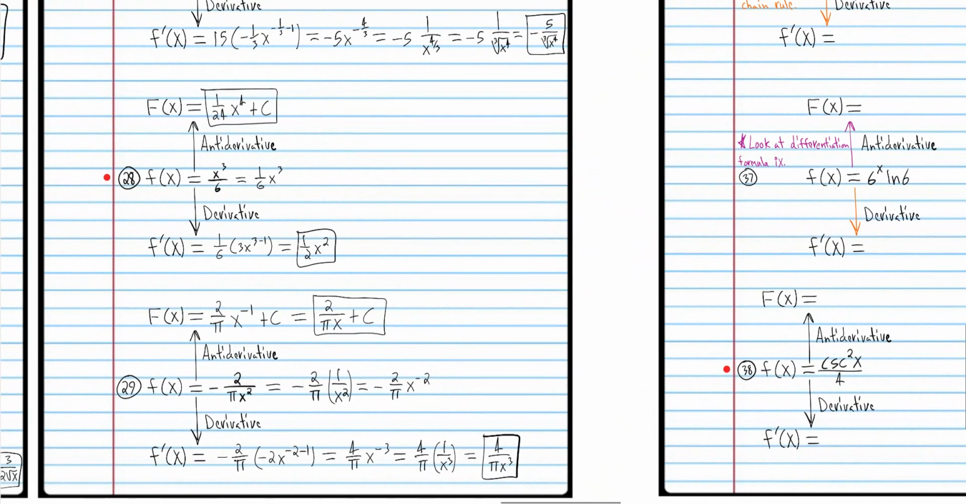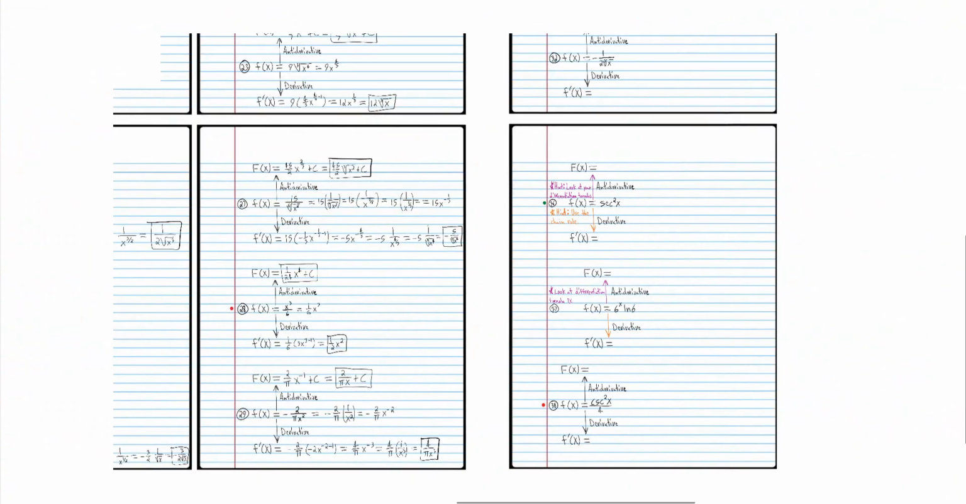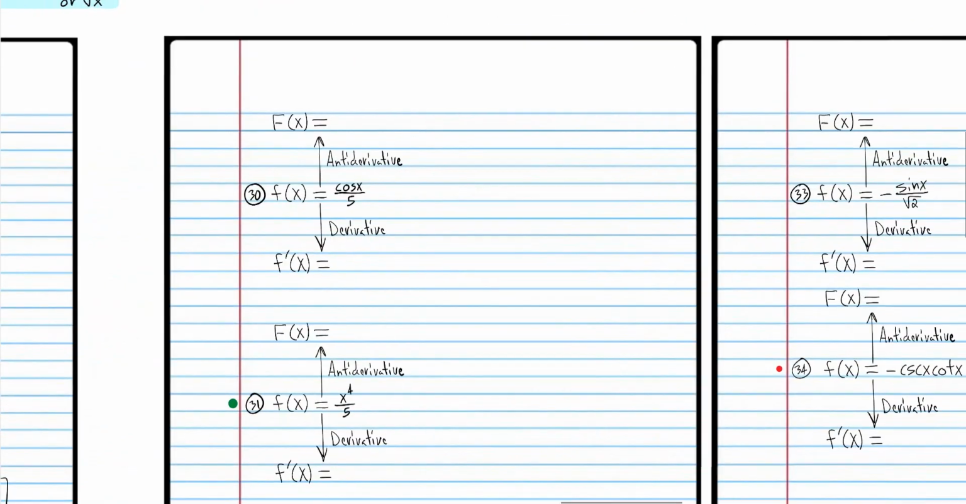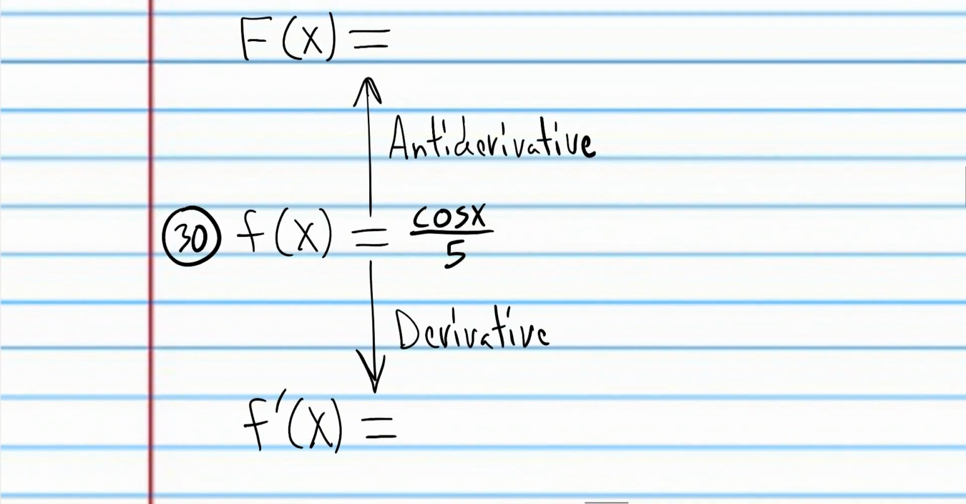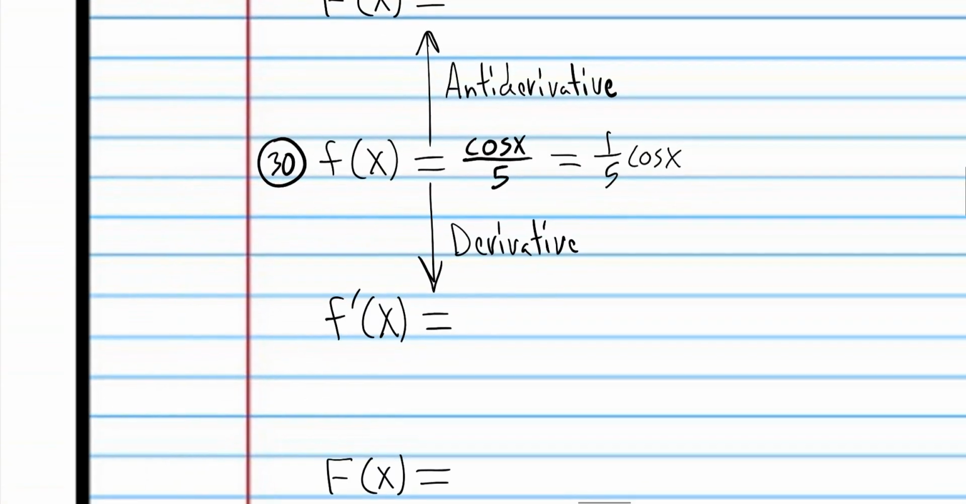Okay, there's another example. Let's try one more of these before you try one on your own. So again, students would look at this and they would say, well, I have to use the quotient rule. Actually, you don't. You can just use the constant multiple rule. Find the derivative, and we get negative 1/5 sine x.